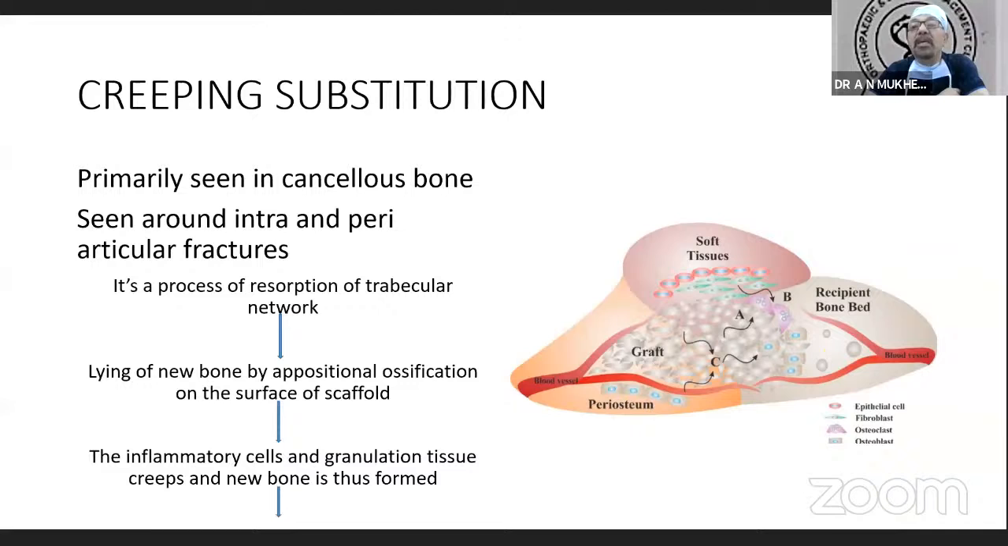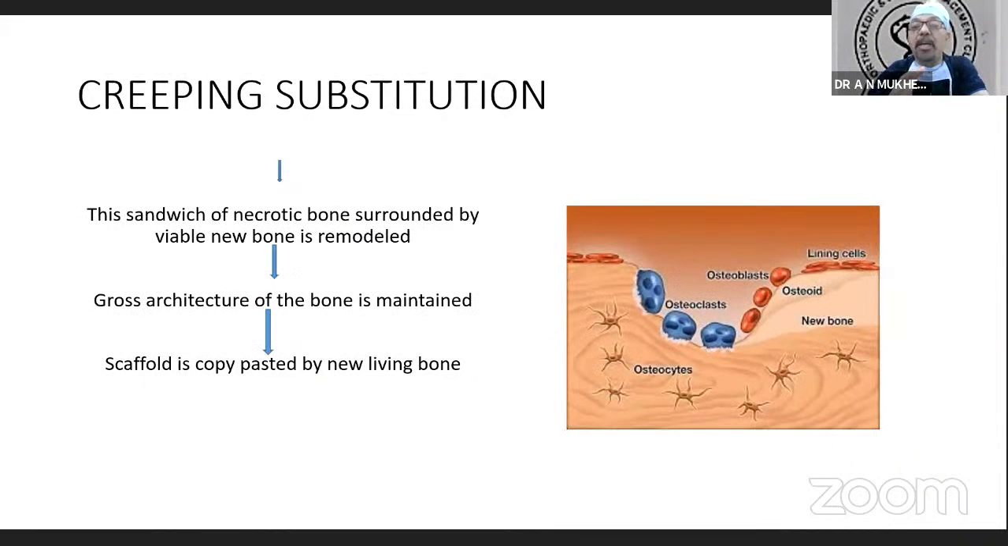So there is creeping substitution. What is that? It is primarily seen in cancellous bone, around intra-articular and periarticular fractures. It's a process of resorption and a trabecular network laying down new bone by apposition on the surface scaffold. The inflammatory cells and the granulation tissue creep, and new bone is thus formed. Thereafter, the sandwich of necrotic bone surrounded by viable new bone is remodeled. The gross architecture of this bone is maintained. The scaffold is taken down, just like copy and paste, into the new live bone.